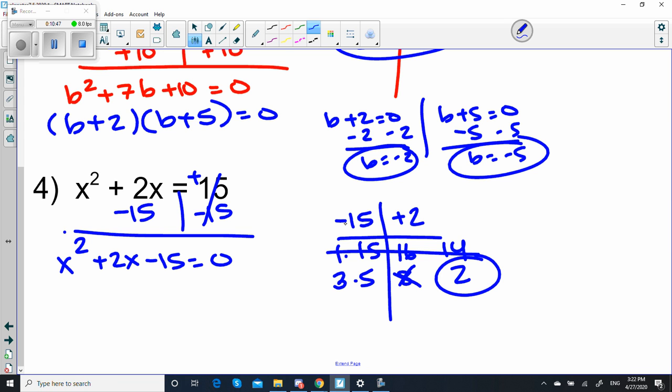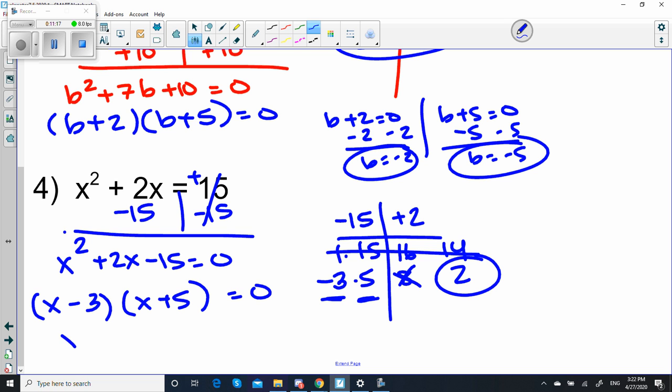Okay, but I notice here that this is a negative 15, which means one of these has to be negative. The smaller one does, because this is a positive 2, so I want the bigger one to be positive. So I'm going to put the negative there with the 3. So negative 3 times 5 is negative 15, and if I add them, I get positive 2. So I can factor it now. So I've got x minus 3 for this one, and x plus 5 for this factor.